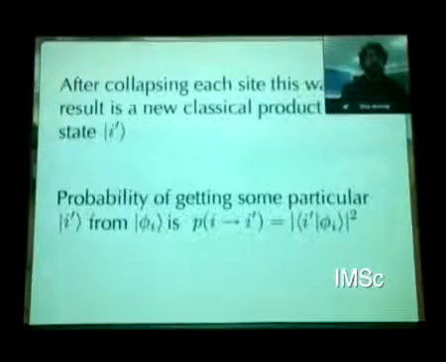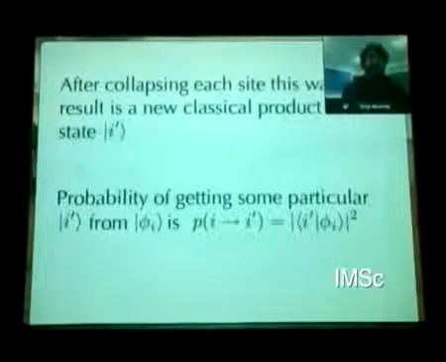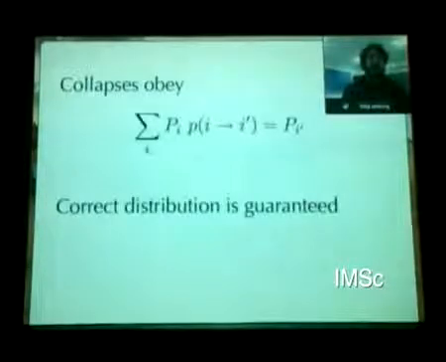The result is a new class of product state. I call it I prime, and I don't show the proof here, but you can check that the probability of getting some particular I prime from the state phi I is given by this overlap, I prime overlap with phi, the square of that overlap. So that number is the probability that you'll get a particular product state I prime. And it's pretty easy to show by just going through the algorithm one by one.